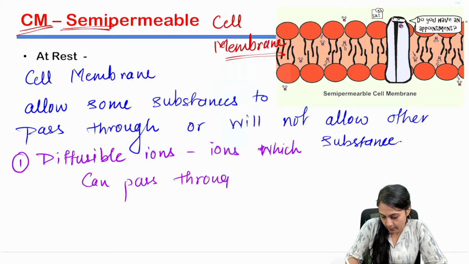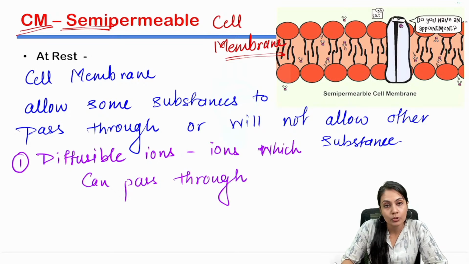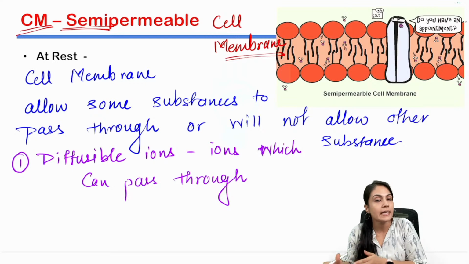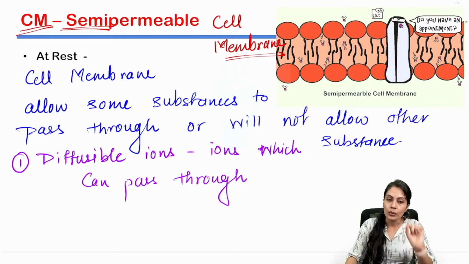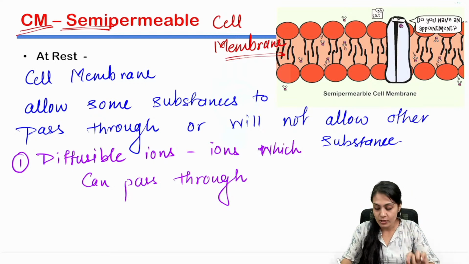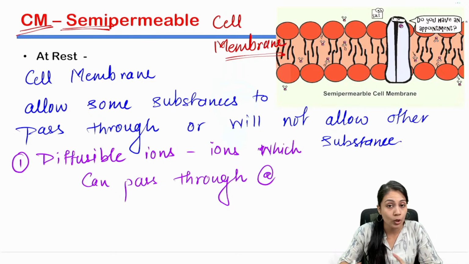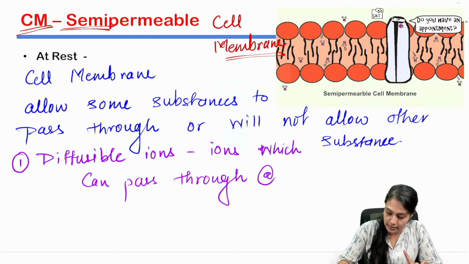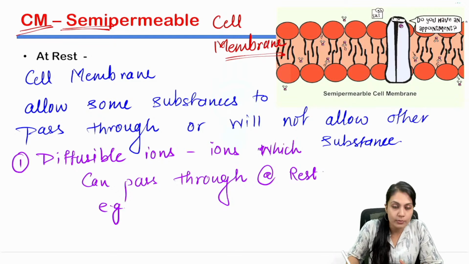the ions which can pass through without the support of channel or any carrier protein, and that's why we are going to call them diffusible ions. And at what time? We have not stimulated the cell yet. It is at rest. So what are the examples of such diffusible ions?